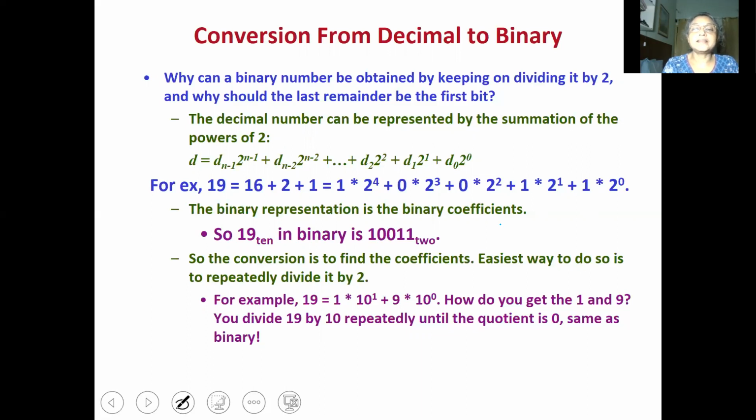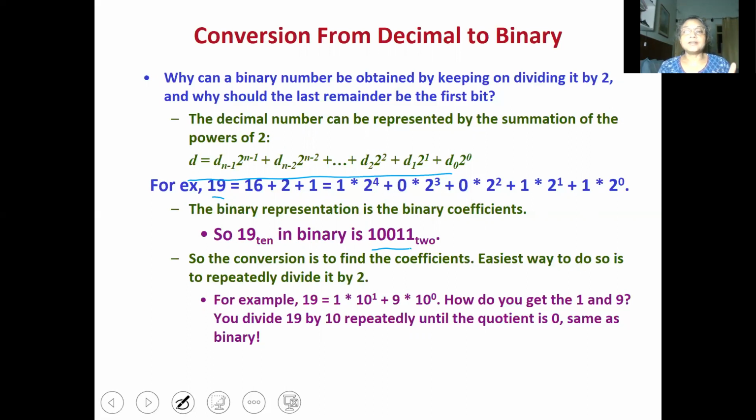We've already seen that a decimal number is represented by a summation of powers of 2. That is, if you are given the number 19, it is 16 plus 2 plus 1, which is 1 into 2 to the power 4, plus 0 into 2 cube, plus 0 into 2 square, plus 1 into 2 to the power 1, plus 1 into 2 to the power 0. And the binary representation of 19 is these binary coefficients, which is 10011. So 10011 in base 2 is the same as 19 in base 10.